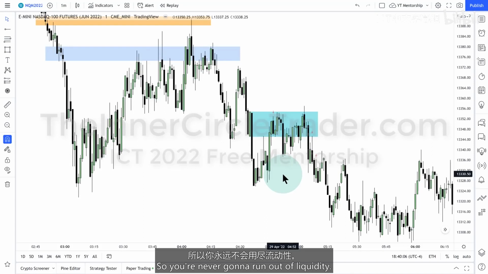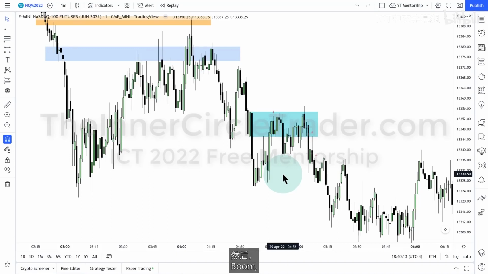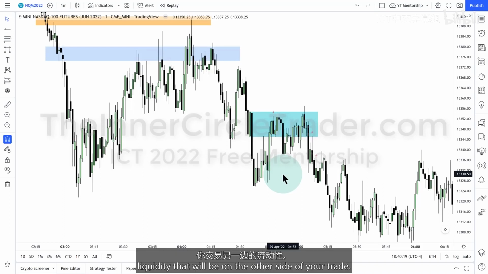So you're never going to run out of liquidity. Somebody's born, somebody gets old enough to start speculating and trading, boom, they're in the marketplace. And that liquidity will just add to the liquidity that will be on the other side of your trade. So there's no reason for you to be worrying about whether or not this is going to be in effect.